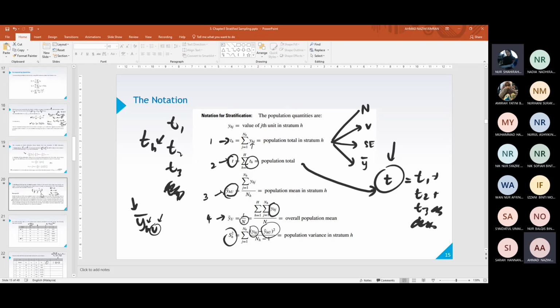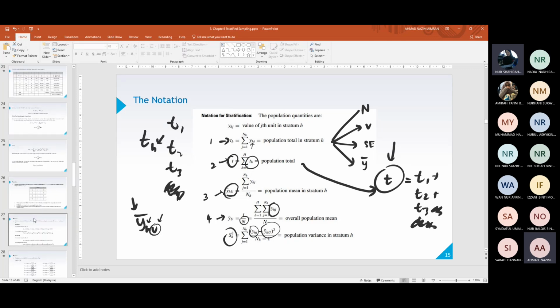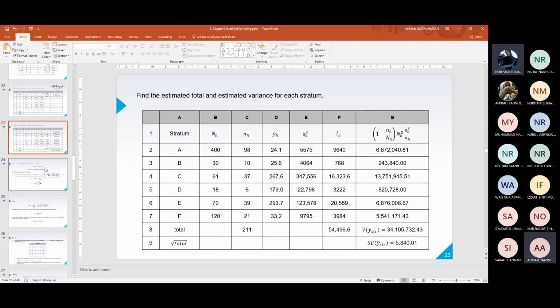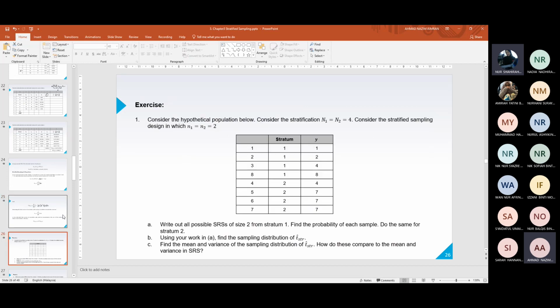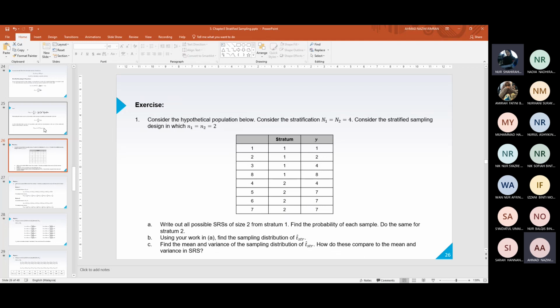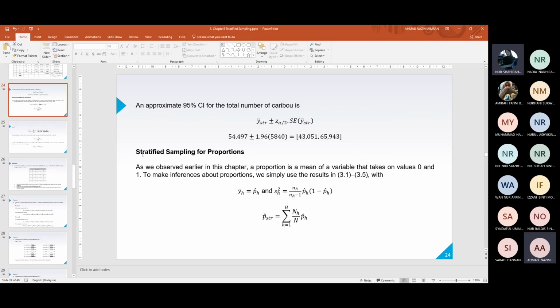Alright, thank you. So it's 9:13 already. I think we can have a break, a 5-minute break. Okay. Nanti kita sambung balik. Slide berapa tadi? Oh, this one. Stratified sampling for proportion. We will resume at 9:20. Sekarang 9:14. 9:20 kita sambung ya. Sikit lagi. We have 5 to 6 slides left.